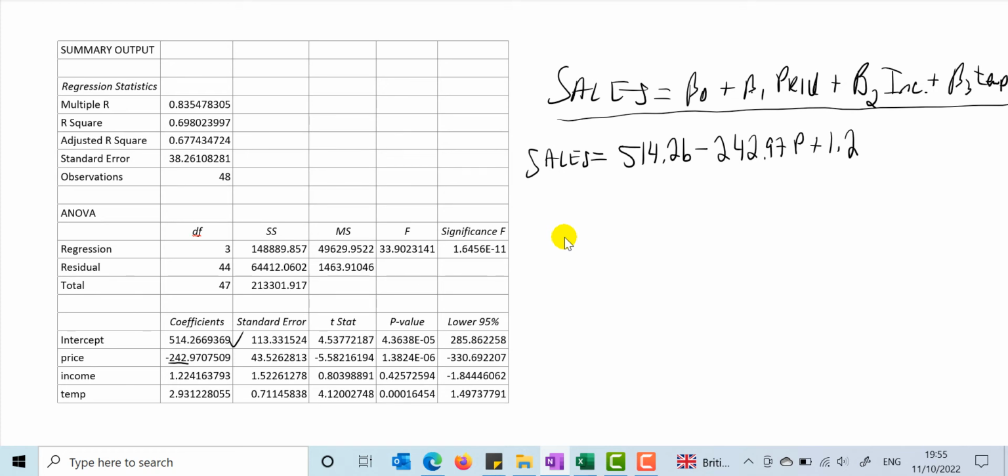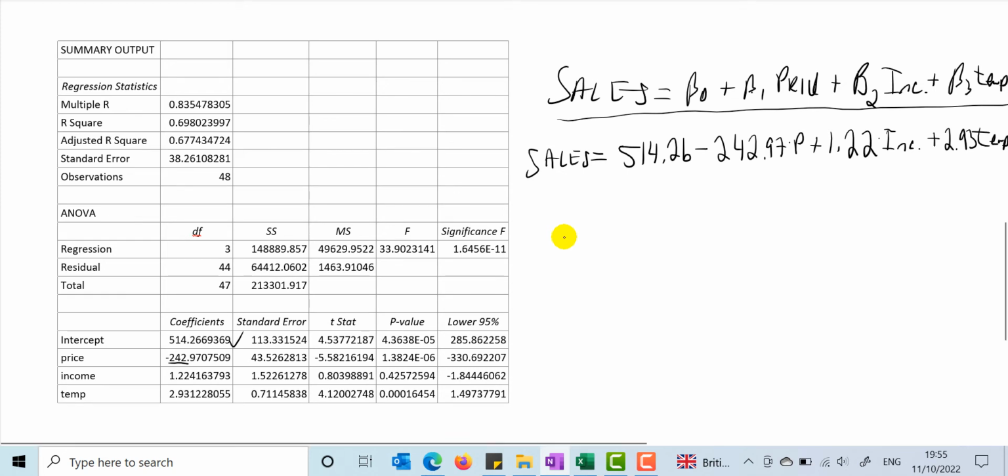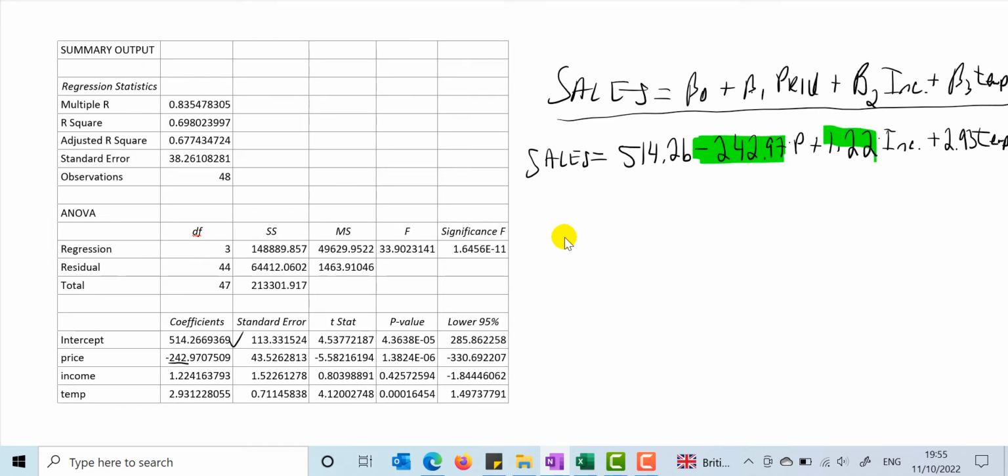Plus 1.22 times the income, let's say inc, minus, or is it plus? Yes, and that is 2.93 temp, right? Let's keep this for consistency. So this is our model with estimated coefficients. This is also the estimated coefficient here, another one right here.